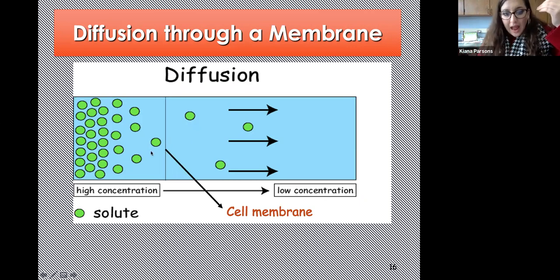Outside of the cell, we can even think of this in non-living examples. Let's say you're mixing up some chocolate milk. You take a big heaping spoonful of the chocolate powder and it lands at the bottom of your cup.